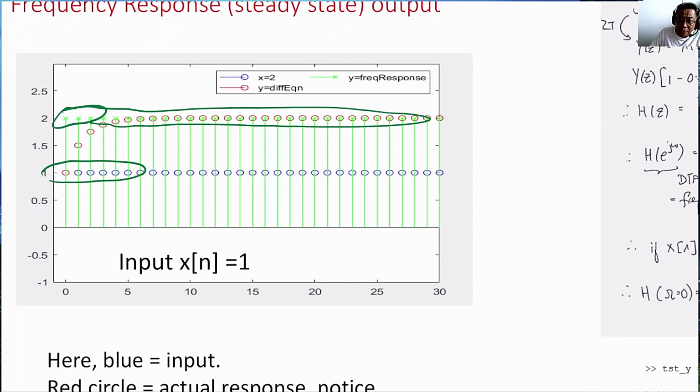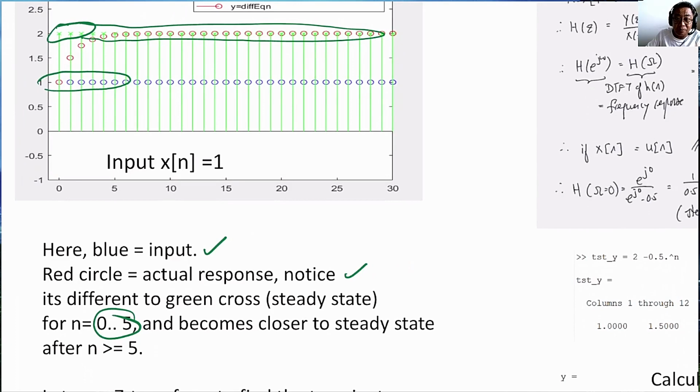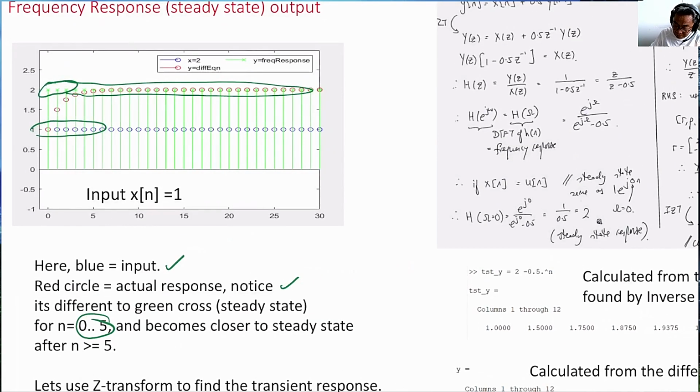For every example we calculated, the output was simply 2 times the input. To get the red dots in the past, we showed you how to use the difference equation directly. But we also mentioned that we could have gotten these red dots through the Z transform. Let's see how in this one slide. The blue is the input, the red is generated by the difference equation, and we see that after n equals 5, the red dots become very similar to the green dots, a steady state response.